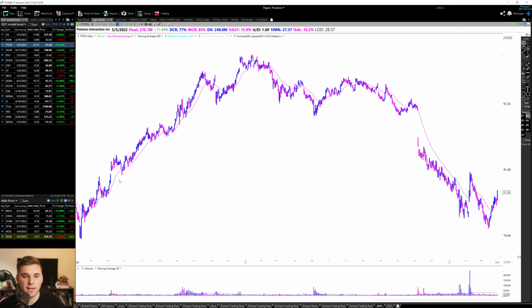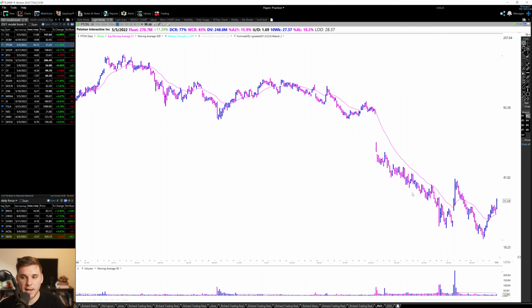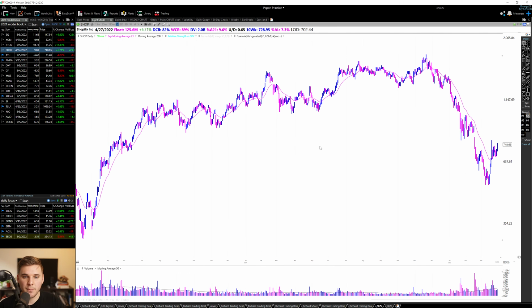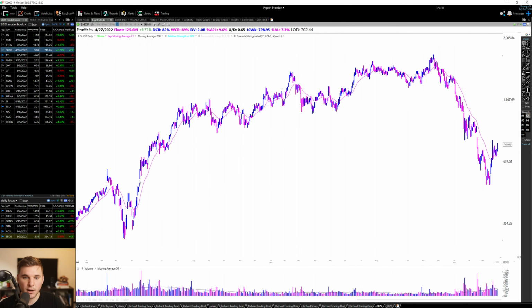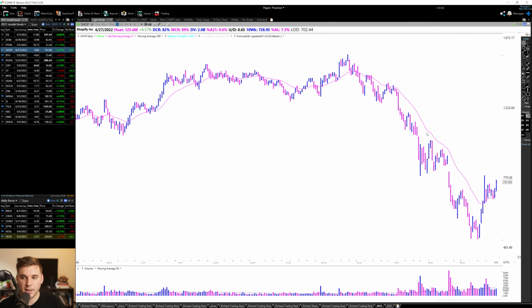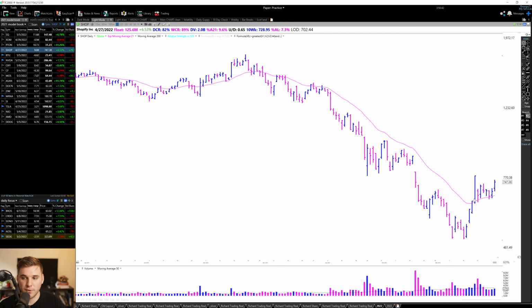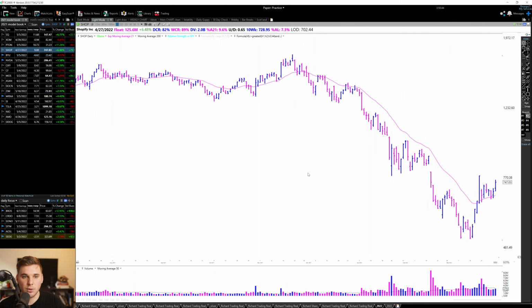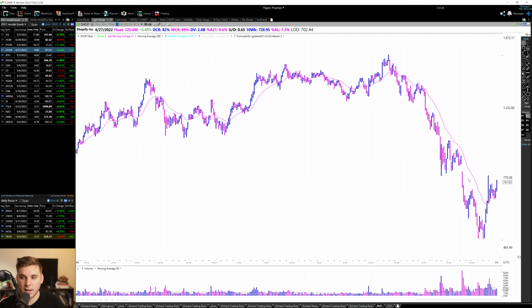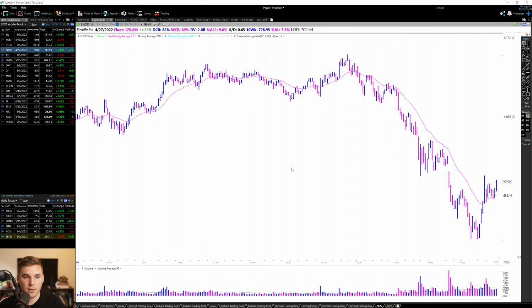Peloton really respected that 21 EMA during its 2020 run, and also to the downside here in 2022. Shopify, back when it was kind of a faster mover here, really respected the moving average, then got a little bit choppy here, and now it's respecting it to the downside. You can see it kind of rally back into that area and then was rejected down, and now we're back above and actually find support at the moving average right here as it kind of sets up here and starts to push up the bottom.